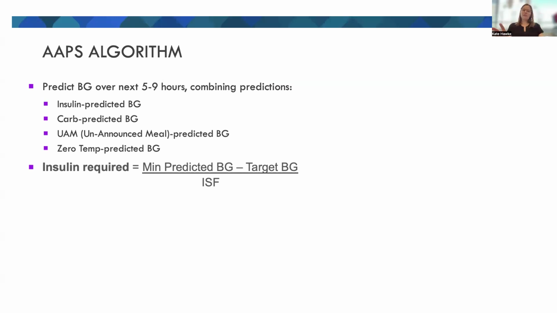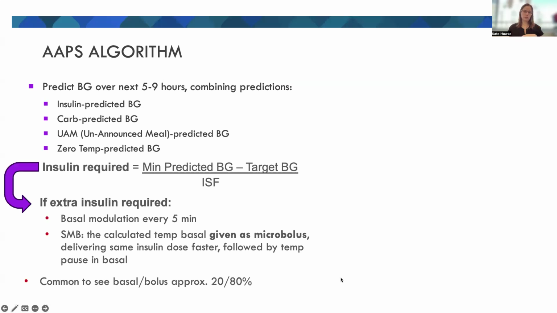Once we actually have that predicted blood glucose, again, we're doing this kind of diabetes math to just work out predicted blood glucose minus target blood glucose over our ISF. So once again, ISF has a pivotal role here. In the event that aAPS has determined, based on that algorithm and the insulin required, that we do actually require extra insulin, aAPS can do basal modulation every 5 minutes. It can also provide an SMB or a super microbolus.